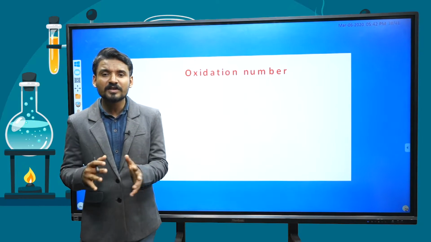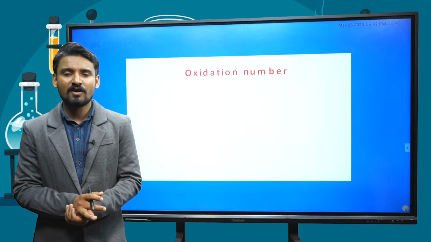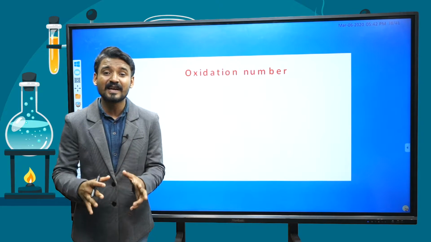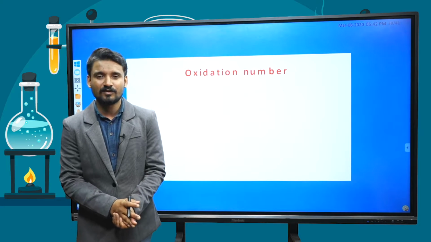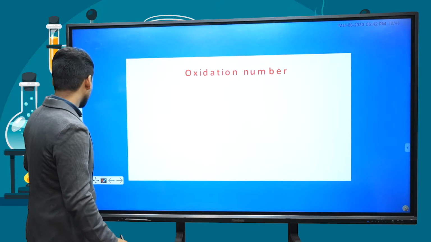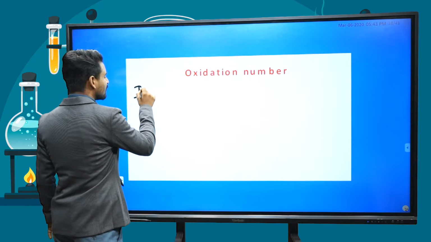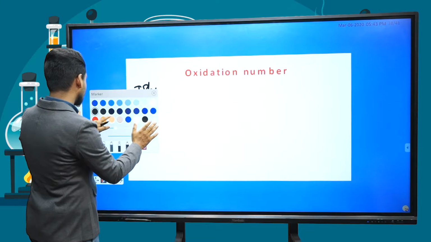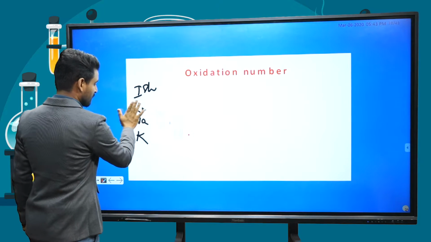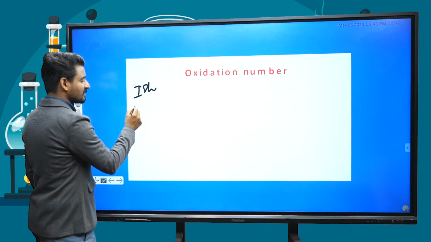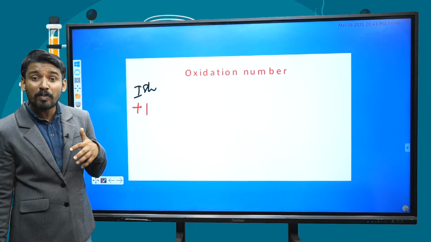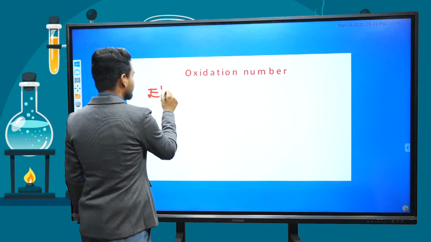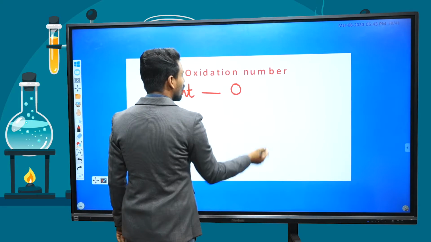Let us calculate the oxidation number of atoms in different species, compounds and ions. For that you need to know the oxidation number of different elements in their compound state. What is the general trend? That should be known. So let us start with the first group. We know that the first group elements are lithium, sodium, potassium, rubidium, cesium and francium. They have a +1 oxidation state in their compound state, not in elemental form. In elemental form all have 0 oxidation state.